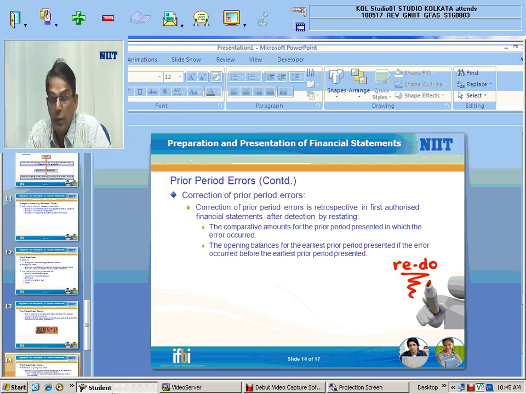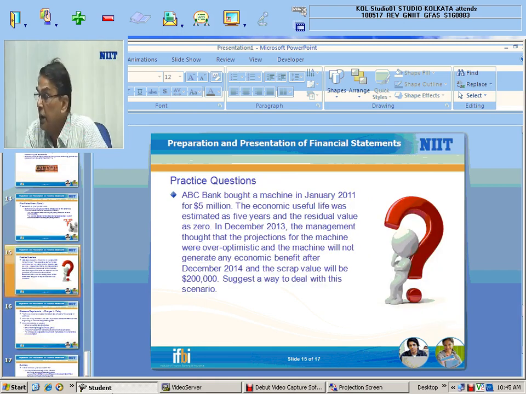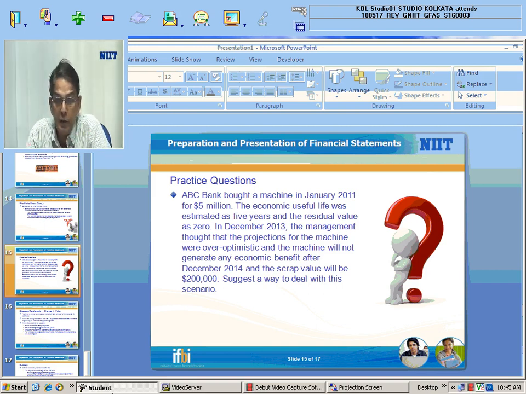Let's look at an example to understand. This is regarding a change in accounting estimate. ABC Bank bought a machine in January 2011 for $5 million US dollars. The economic useful life was estimated as 5 years, and the residual value as 0.